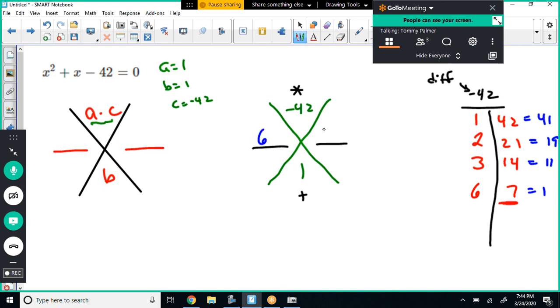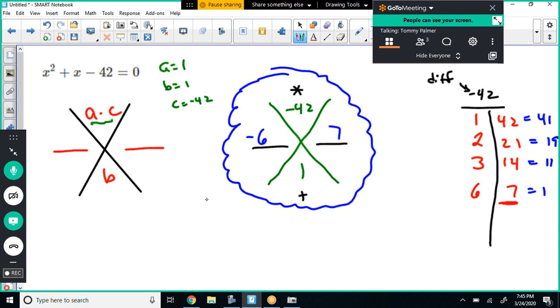So I'm needing 6 and 7. But if you do 6 times 7, I get a positive 42, and I need a negative 42. So in order to make this a negative 42, but when added together to be 1, I need to make the 6 negative so that it makes this true. This is the whole premise behind factoring. I have to find two numbers that when multiplied together give me A times C, and those same two numbers when added together have to give me the B.